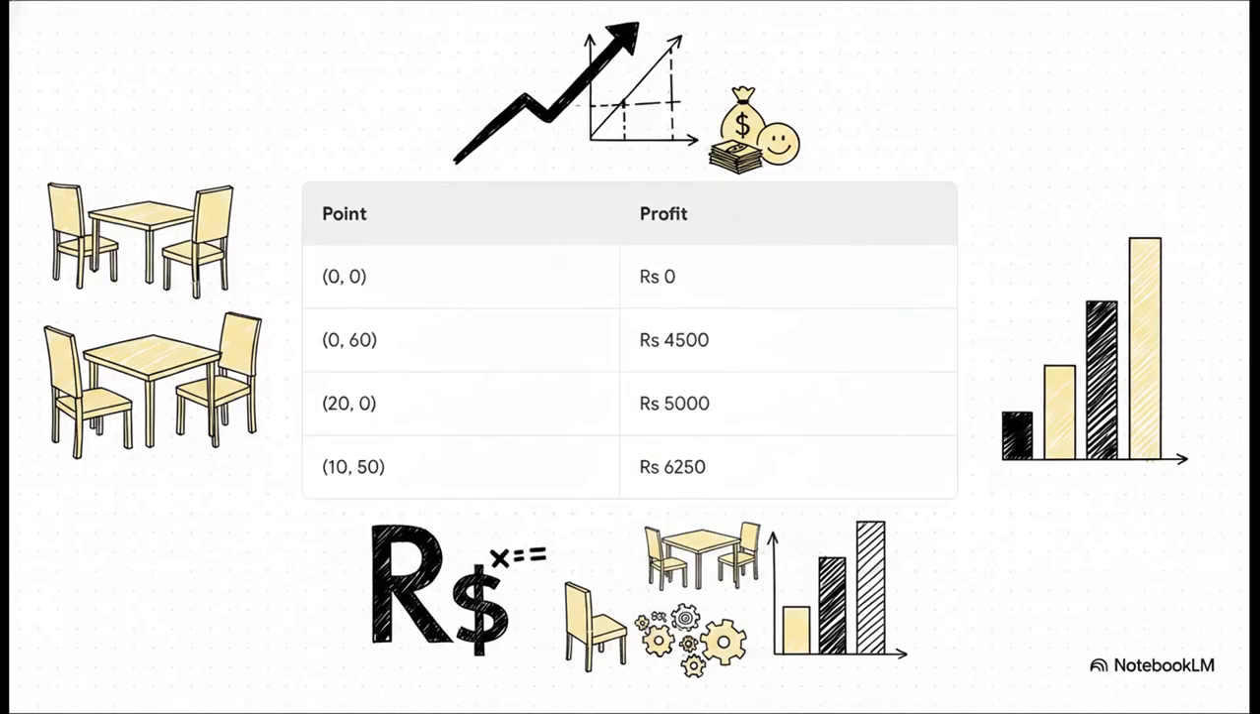Watch what happens when we test the 4 corners of our dealer's graph. Point O is buying absolutely 0 furniture, which gets us 0 profit. Point C, 60 chairs, nets 4,500 rupees. Point A, 20 tables, bumps it up to 5,000. But look closely at point B, exactly 10 tables and 50 chairs. When we plug that into our objective function, it mathematically proves this exact combination maximizes the profit at 6,250 rupees. Literally no other combination will make the dealer more money.